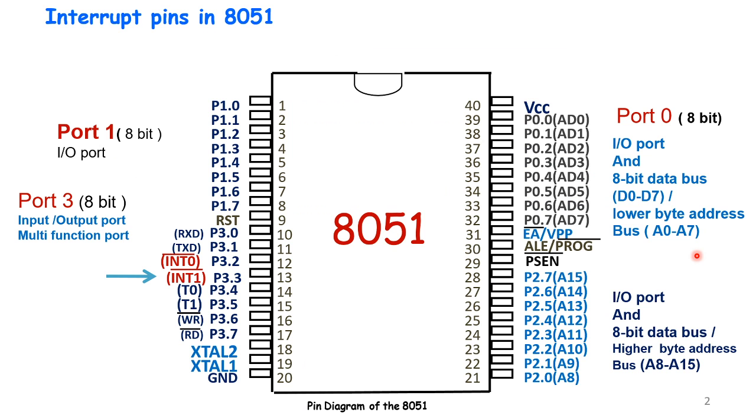Interrupt pins in 8051. These are the interrupt pins we use in the 8051 as interrupt signals: INT0 and INT1, which are for external interrupts, and T0 and T1 for timer interrupts. So these are the four different pins that work as interrupt signals in the 8051 microcontroller.